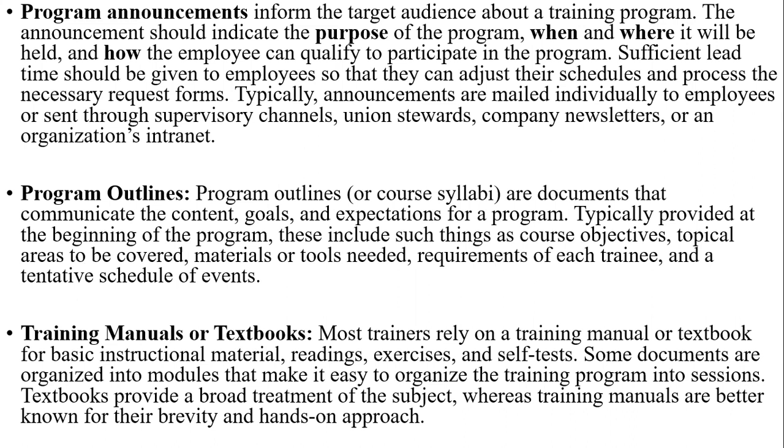Now, the program outline basically enumerates, in the documents communicated, all the things that are expected to be achieved through the program. Typically it is provided at the beginning of the program, and these include things such as course objectives, topical areas or thematic areas to be covered, materials or tools that are needed, some requirements or prerequisites for each trainee, and a tentative schedule of the events.